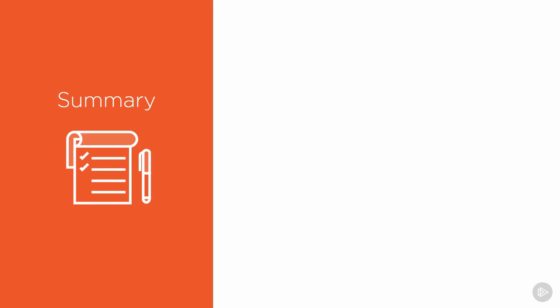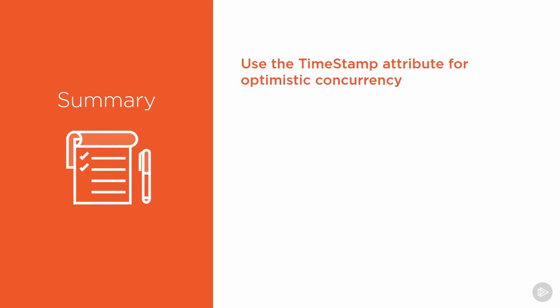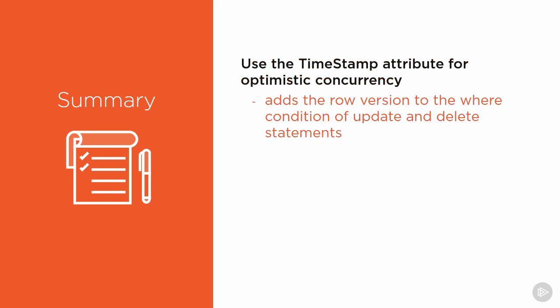In this module, you learned how to use the timestamp attribute for optimistic concurrency with Entity Framework. You can set the timestamp attribute on a property of your entity that is of type byte array. Usually, you name this property row version. In the database, Entity Framework will create a column of type row version that is incremented with every update to the record. When Entity Framework is used to access the database, it will add the row version to the where condition of every update and delete statement.